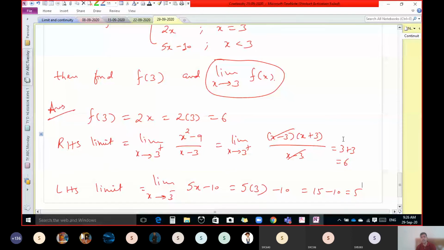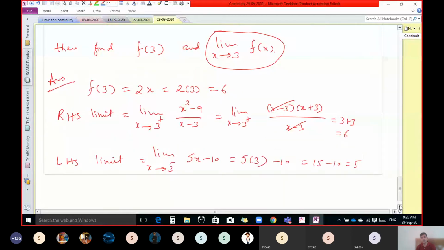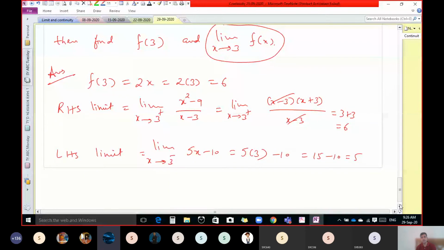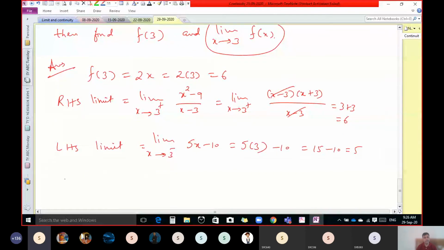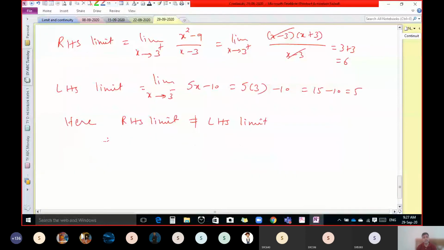Now can you tell me what is your final answer regarding this second part of the question, limit x tends to 3 f of x? Limit does not exist. Yes, here right hand side limit is not equal to left hand side limit. Therefore, we can say that limit does not exist. So that is our final answer for this.